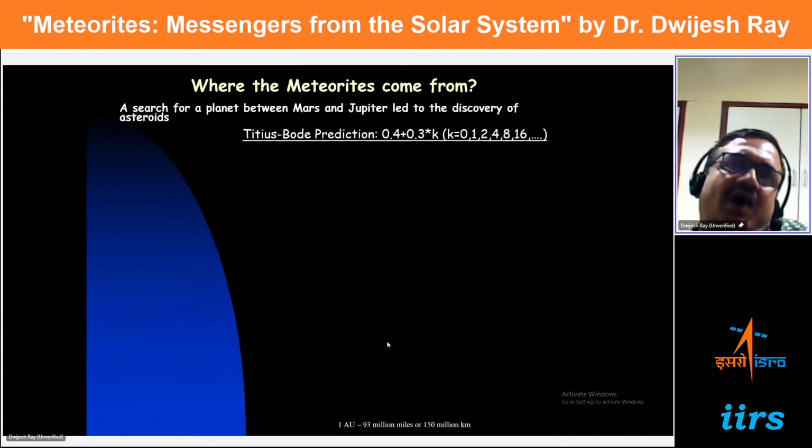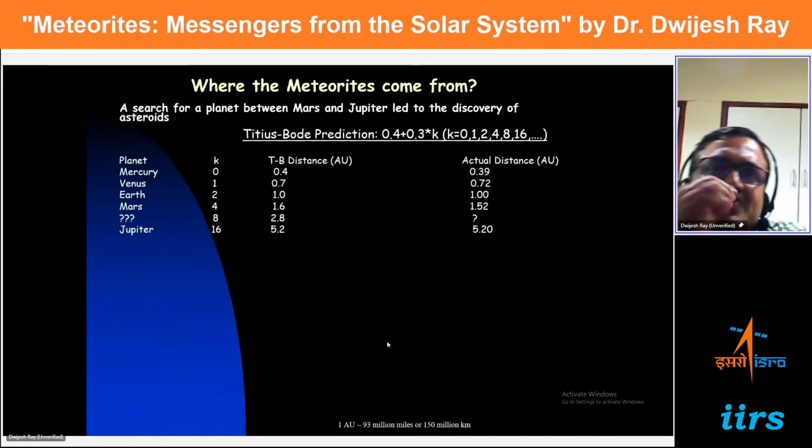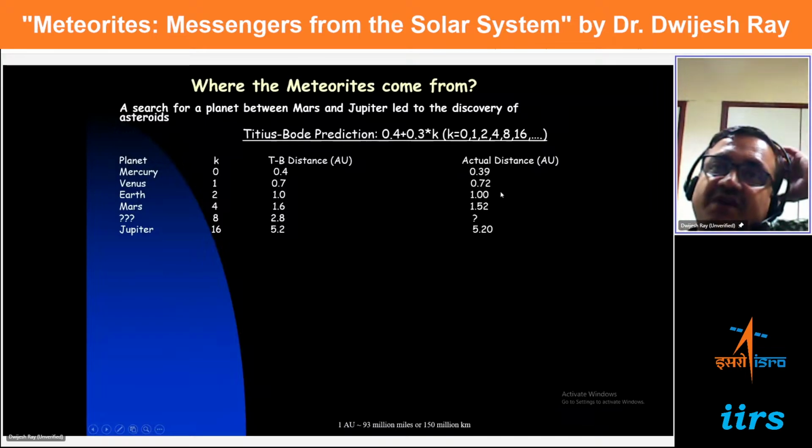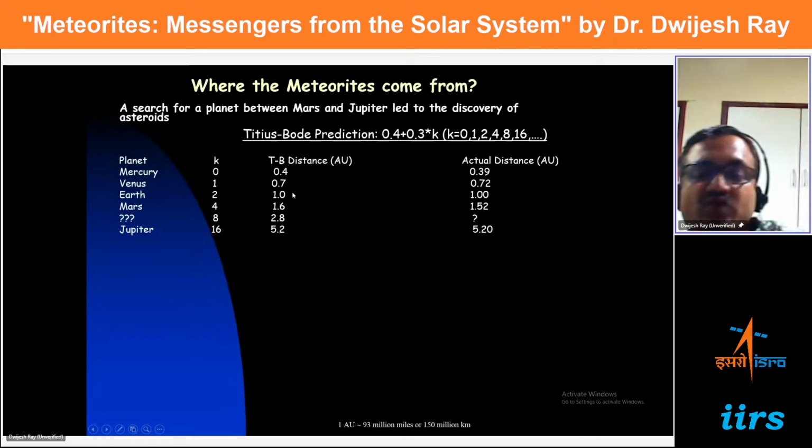So this is how the asteroid belt concept has been developed. This is some of the prediction that Titius and Bode made. This is the equation they tried to follow, and they found an interesting thing: there is a missing planet between Mars and Jupiter. This is the actual distance measured by telescope, and this is the calculation.